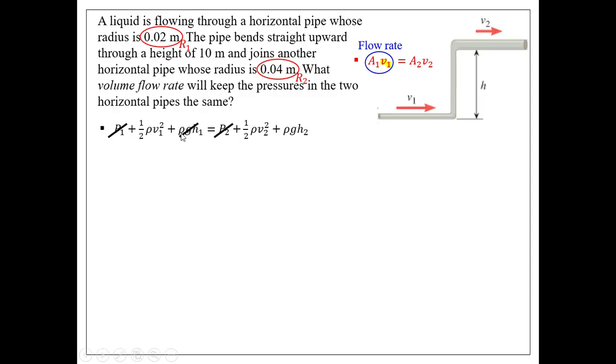At the same time, I'm going to cross out this rho g h1. For H1, I'm just going to take the ground as my 0. Therefore, the starting height is 0. Hence, rho g h1 would just be 0 because h1 is 0.